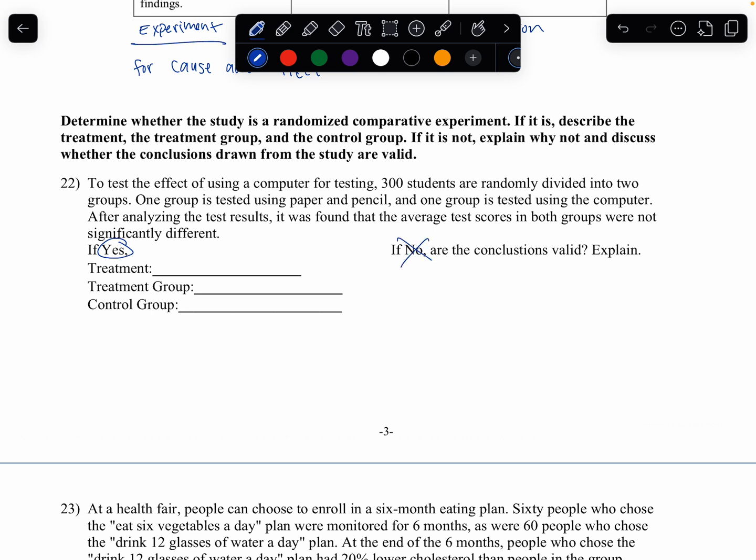It is randomized, and so that's a good thing. We have a control, we have a treatment. So the treatment here is the computers. And the treatment group is the computer group, so I'm just going to repeat and say computers. And the control group is the pencil and paper.